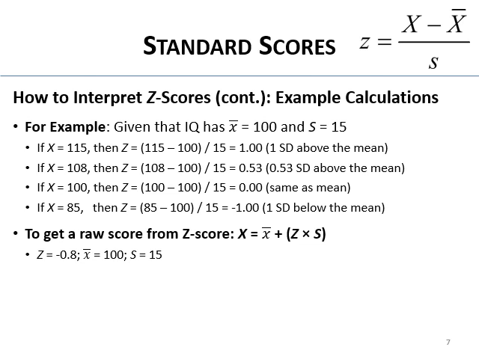So for example, if someone's z-score was -0.8, so 0.8 standard deviations below the mean, and we knew the mean was 100, standard deviation was 15, we pop in that little formula. Their score was 88. Their raw IQ score was 88, which corresponds to a z-score of -0.8.